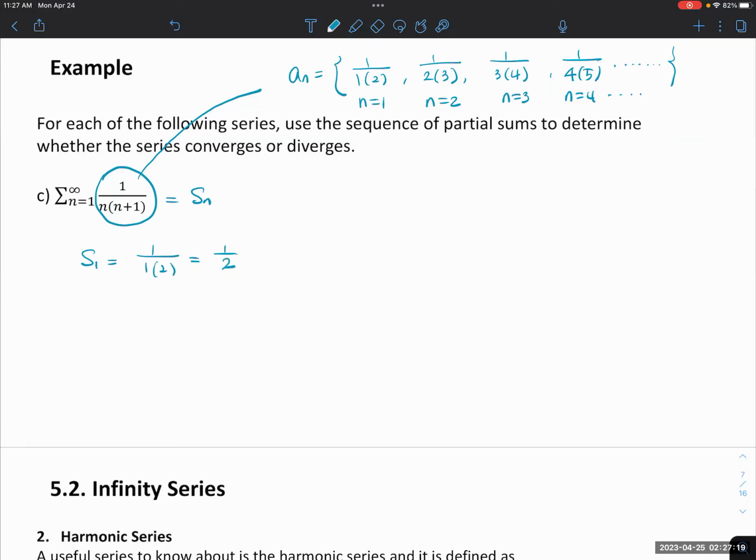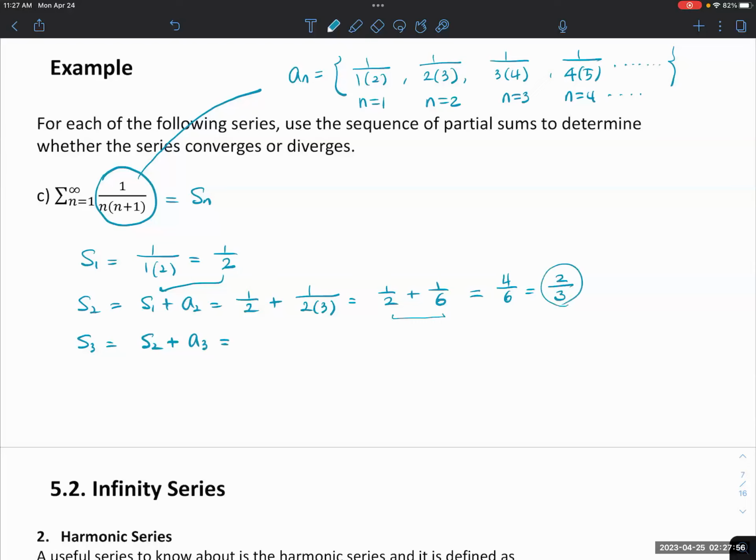This is S₁. S₂ is S₁ plus a₂. We already have S₁, 1 over 2, plus the second one, a₂, 2 and 3. So 1 over 2 plus 1 over 6. You can add them up by finding the common denominator. So it's 3 over 6 plus 1 over 6, 4 over 6, simplified to 2 over 3. That's S₂.